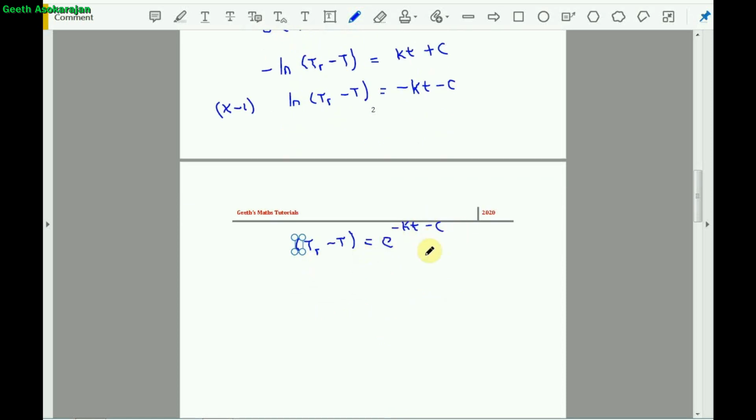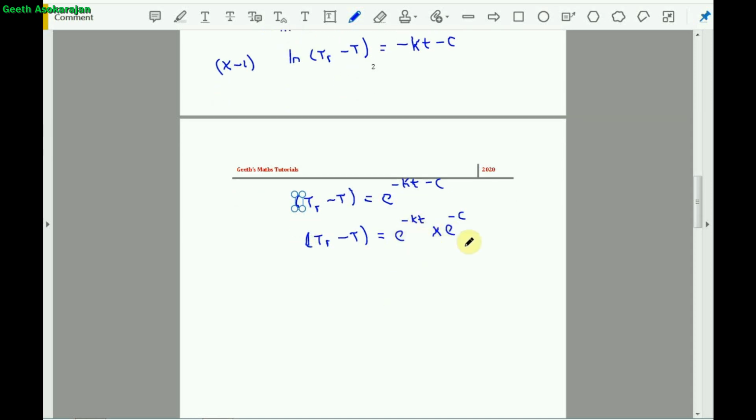And if we go one more stage, so if I separate this exponential to give me two terms, so let me illustrate what I mean. So on the left I still have the TR minus capital T term, but on the right, if I separate it to give me e to the minus Kt times e to the minus C. So in other words, I'm using the multiplication rule of indices to rewrite this exponential term into two terms. So remember the multiplication rule: whenever you multiply two terms having the same base, we add the powers.